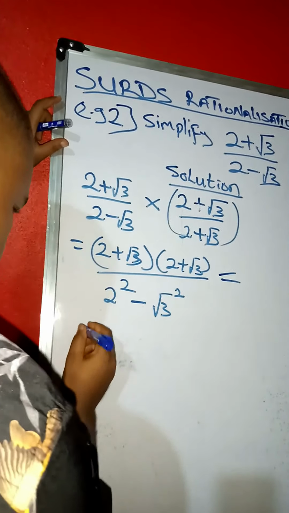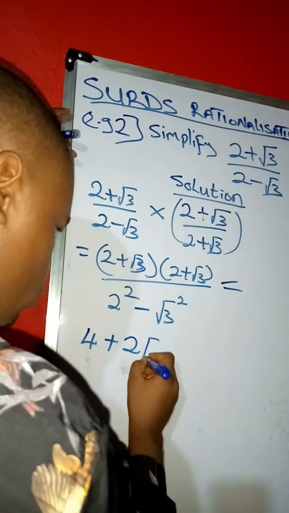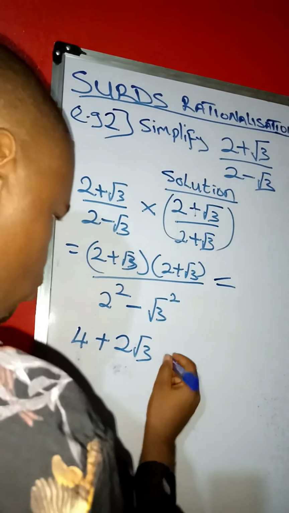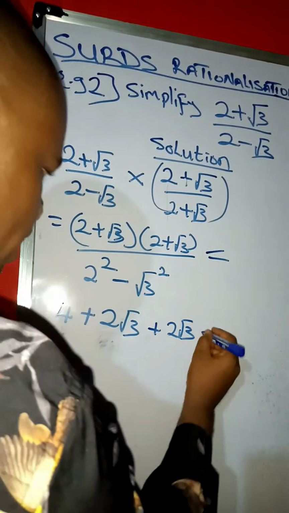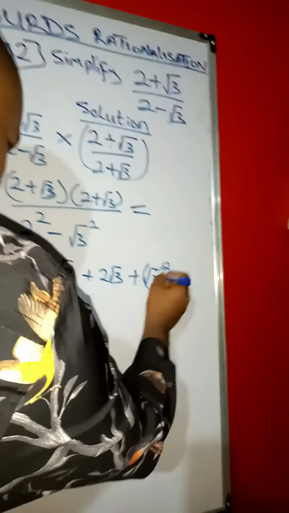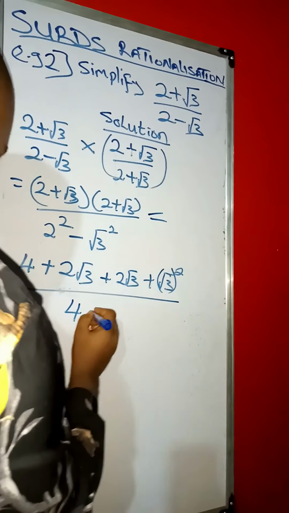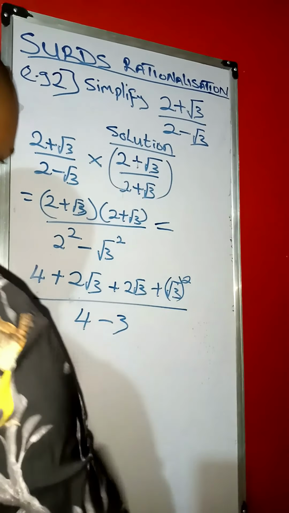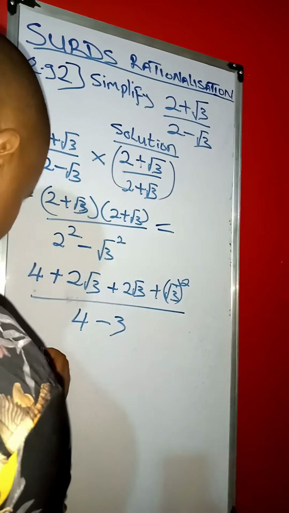2 times 2 is 4, plus 2 times root 3 is 2 root 3. Then I'll use this to multiply everything here. Root 3 times 2 is 2 root 3. Root 3 times root 3 is what? Root 3 squared. I'm doing this so that you understand every process properly. 2 squared is what? 4 minus root 3 squared. The square will cancel the square root. I'll be having what? 3. Follow carefully. Alright, the next thing is what?